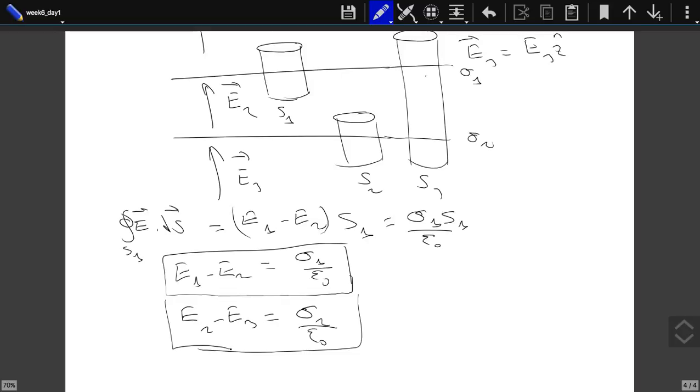Now we can do the same thing here. This time I have only E1 and E3: E1 minus E3. This is equal to sigma 1 plus sigma 2, the total charge distribution inside, divided by epsilon 0. So at least we hope that this would be our third equation. But you see, if you just sum these two equations, you get this one. This is not an independent equation. We have three unknowns, but just two equations.